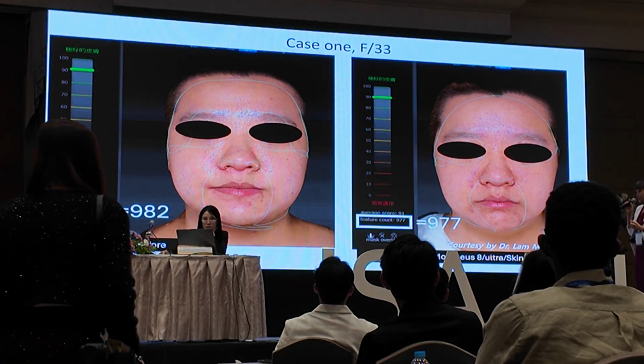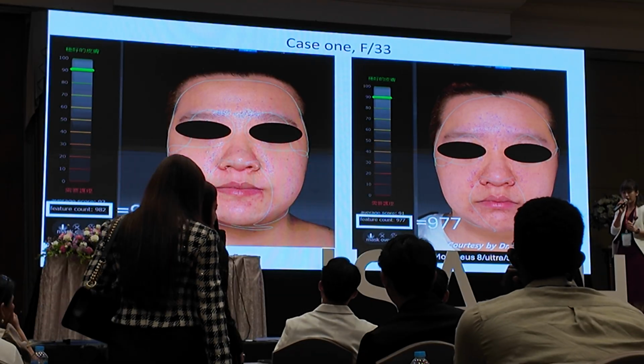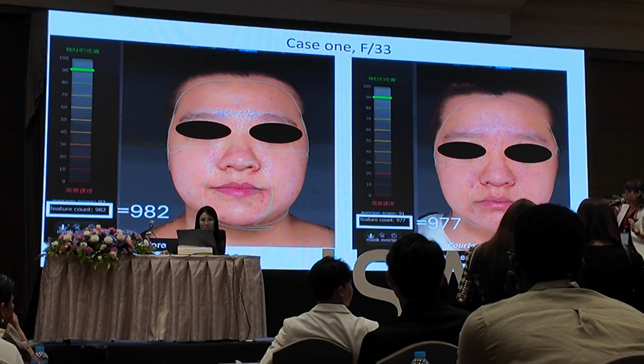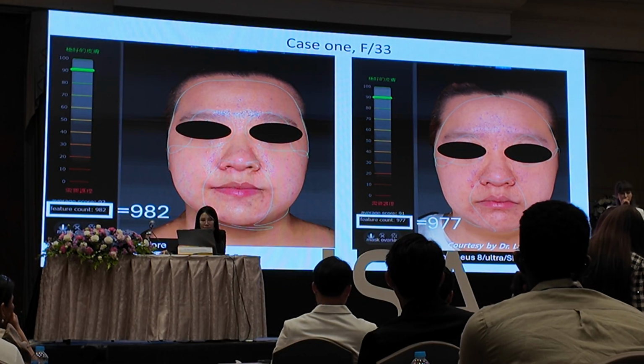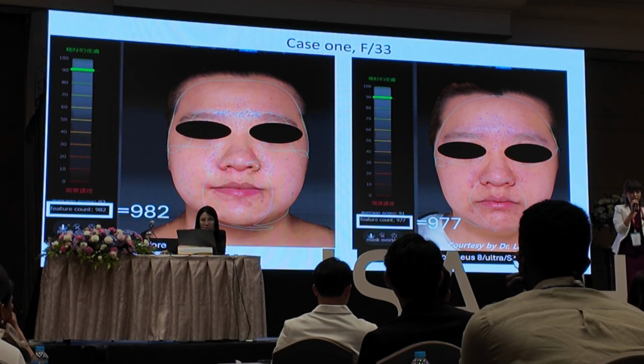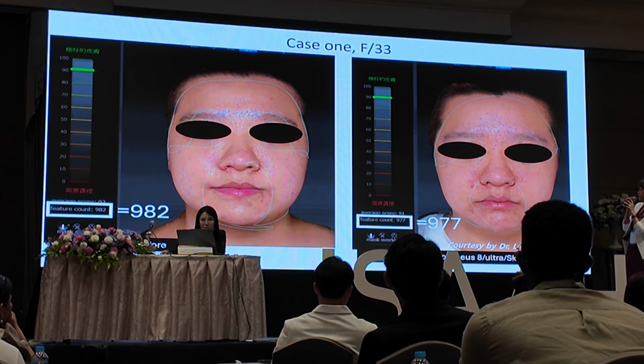Using the 3D spectra, the 3D photography system, one can appreciate the features count has been dropped from 982 to 977, which means that her skin becomes smoother and has less irregularity.